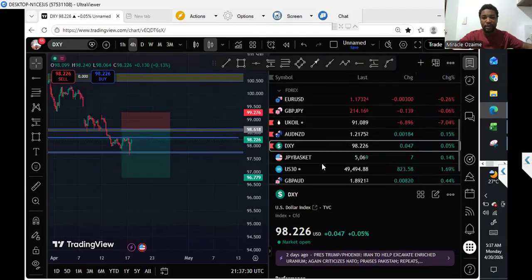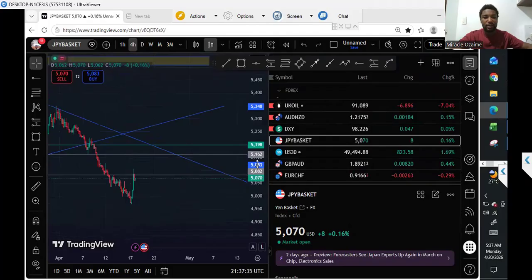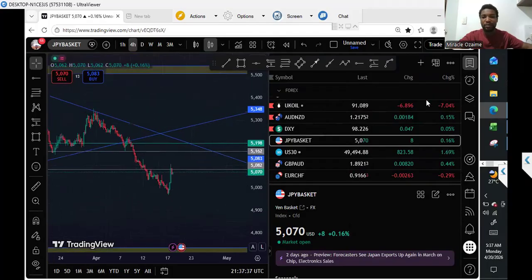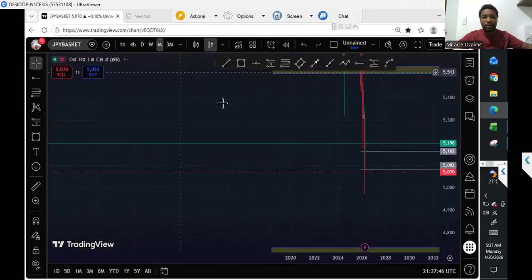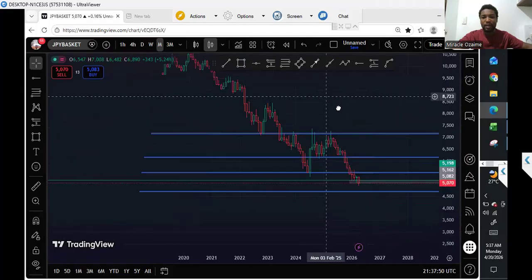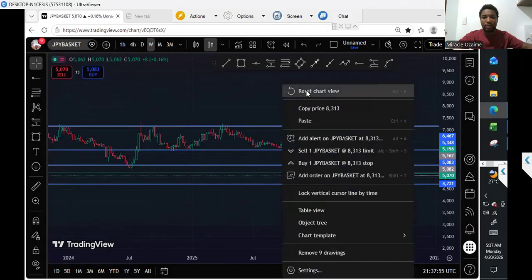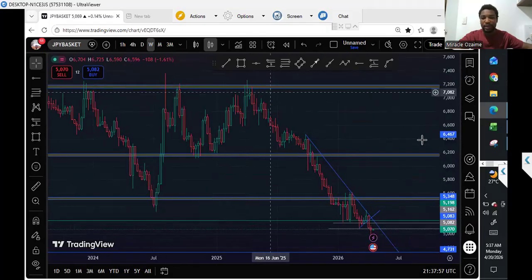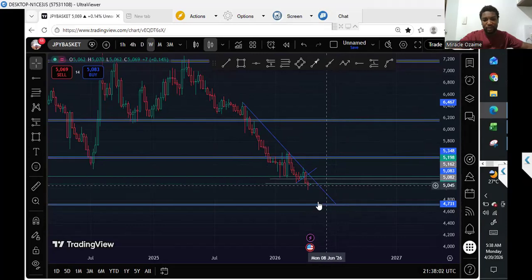What are we looking at next? What pair are we looking at next? JPY basket. This is what I'm looking at on the JPY basket as well. We'll come to the monthly time frame. What the monthly candles are doing, this is still looking bearish on the monthly time frame. Then the next thing I'm going to be looking at is what the weekly is doing on the JPY basket. Weekly is still looking bearish to me as of the moment.